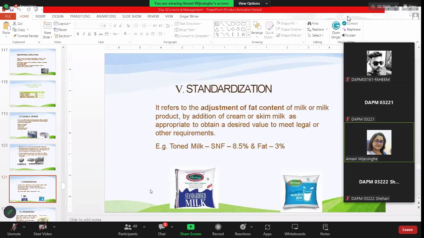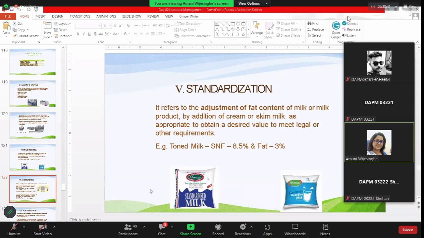The next operation is standardization. After cooling, you can store the milk in tanks, then standardize according to the requirement, depending on what you are going to produce: full cream milk, reduced fat milk or non-fat milk. If you want to reduce the milk fat to zero for non-fat products, you can adjust the fat content by removing the fat. That is the standardization operation: adjusting the fat content.